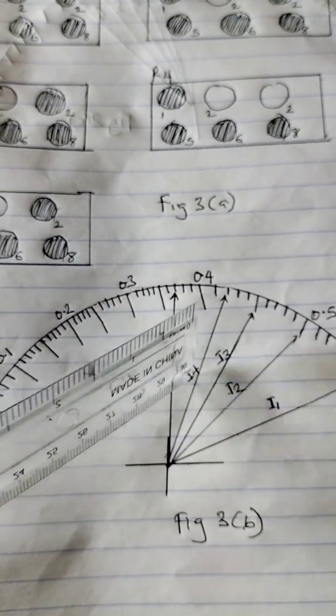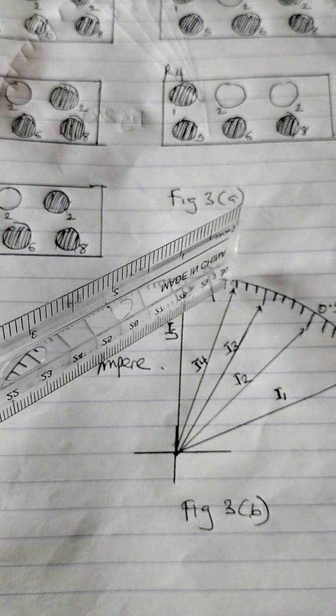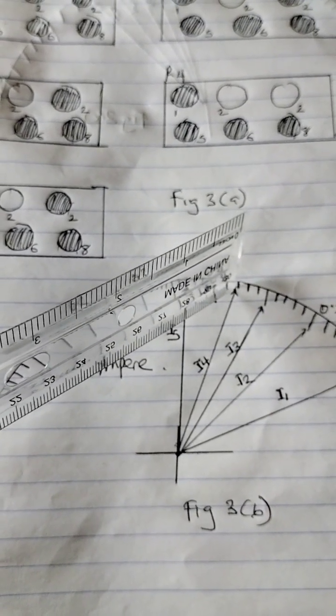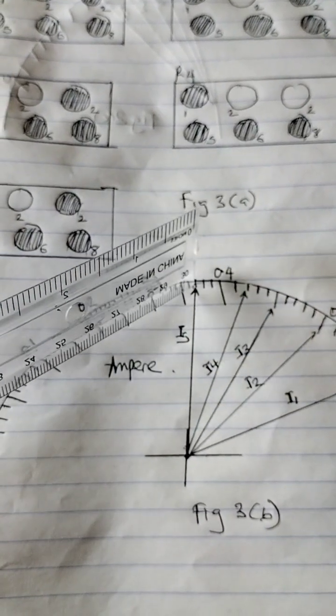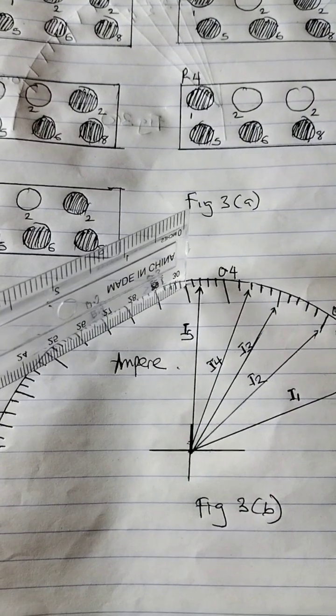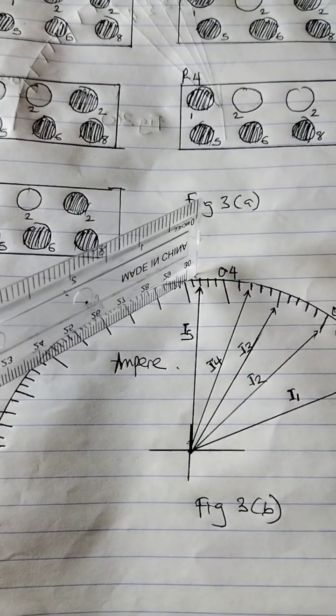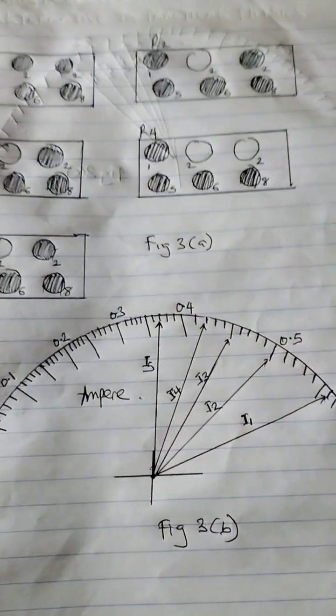Then I4, this is 0.4, 0.41, 0.42. So 0.42 amperes for I4. Then for I5, it is at this point, 0.3 is here. The middle is 0.35, 0.36, and 0.37.